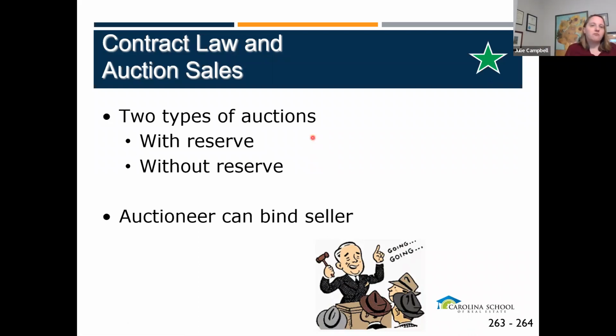An auction with reserve, the seller reserves the right to stop the bidding at any time they are not satisfied with the results. With reserve means the seller has the right to say, you know what, this isn't working out for me, stop. An auction without reserve means the seller gets what they get. Whatever the highest bid is, whether they like it or not.